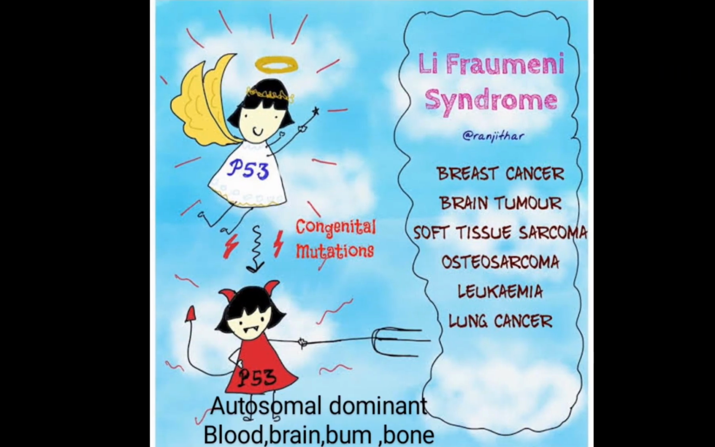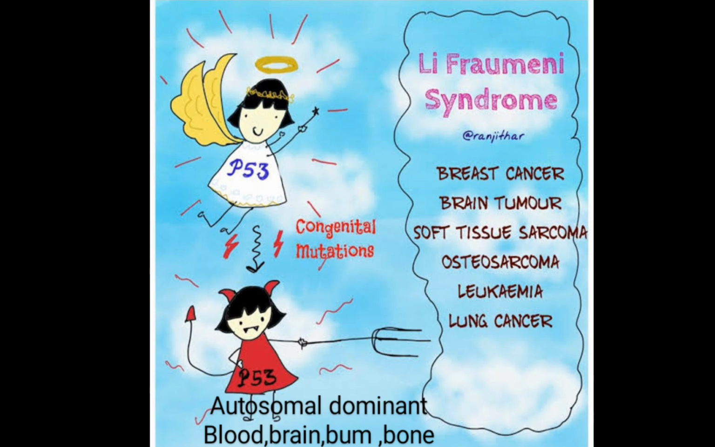Okay. Then this is an image showing the tumors linked with Li-Fraumeni syndrome. Li-Fraumeni is basically linked with P53, and P53 is a tumor suppressor gene. So when P53 is damaged or a mutation occurs, then the following cancers can be caused: breast, brain, soft tissue, osteosarcoma, leukemia, and lung cancer.